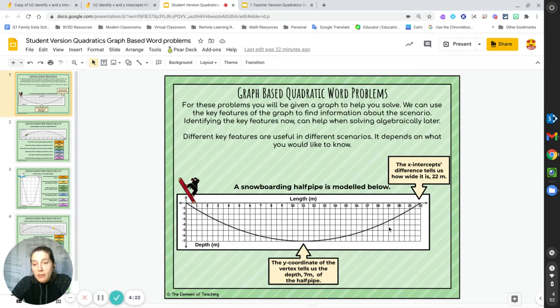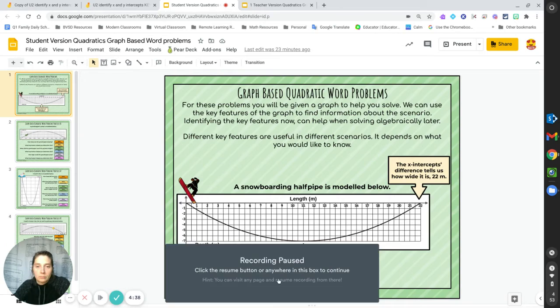And then as you continue on the half pipe, you come up on the other side and you get to an x-intercept, and that tells us how wide the half pipe is. So in this case, it goes from 0 to 22, so the width of the half pipe is 22 meters.